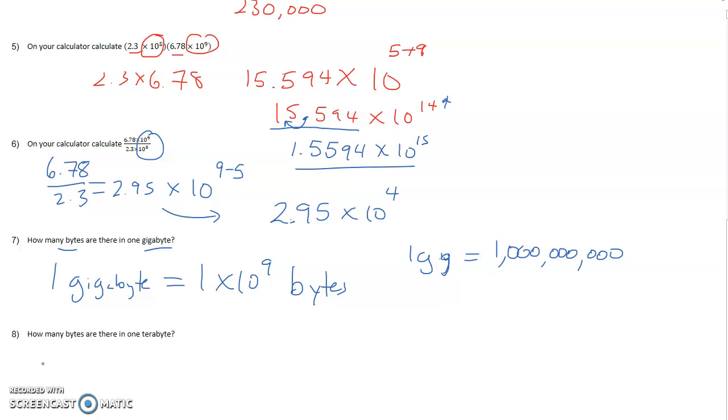And 1 terabyte is equal to 1 times 10 to the 12th bytes. So that would be 1, 2, 3, 4, 5, 6, 7, 8, 9, 10, 11, 12: thousands, millions, billions, a trillion, right? A terabyte is a trillion bytes. So these are really, really big things.